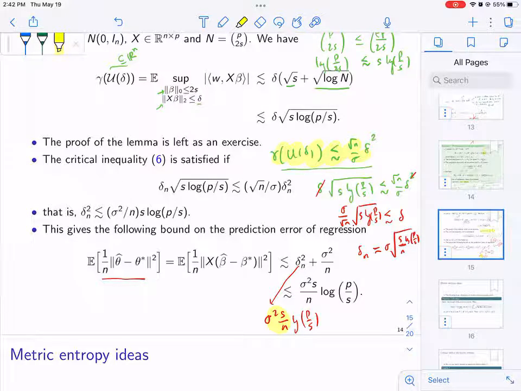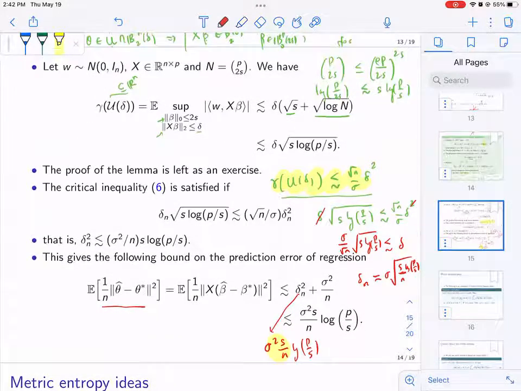Does this make sense? Questions? Comments? Okay, so this is left as an exercise.